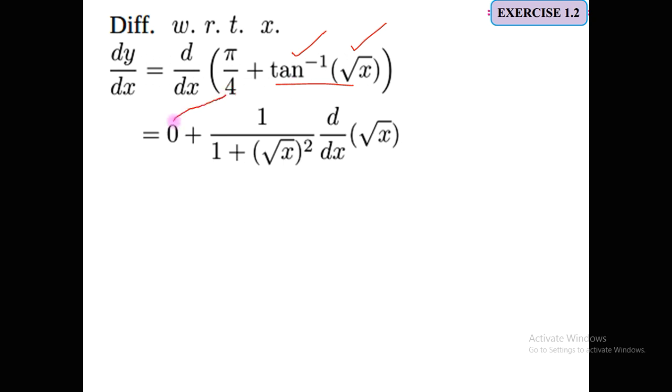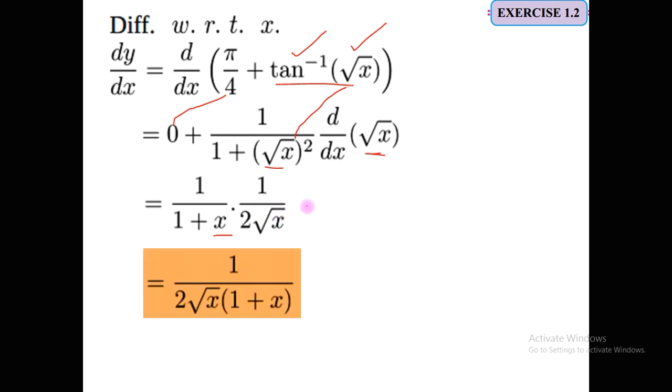The derivative of pi by 4, being a constant, is 0. The derivative of tan inverse is 1 upon 1 plus whatever term is there inside the bracket, square of that, and I have to multiply that with the derivative of the inner function, that is root x. Square of root x is simply x, and the derivative of root x is 1 upon 2 root x. So simplifying it further, I get 1 upon 2 root x into 1 plus x. So this is all I get as the final answer.